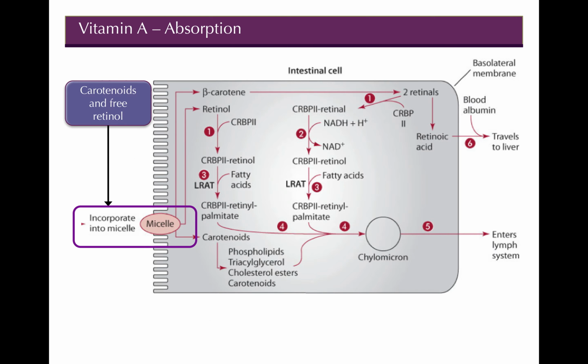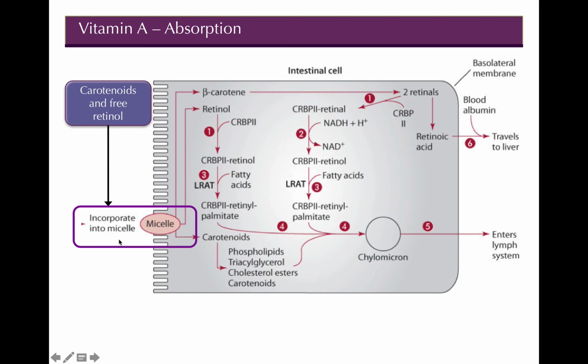This is straight out of the textbook, and I know it looks confusing, but I do have a summary slide coming up in a couple slides to whittle this down a bit, because I know it looks like a lot. So carotenoids and free retinoids, remember that's what we ended up with. They're both attached to something in food, but we cut it off the proteins and the fat, and now we have carotenoids and free retinol.